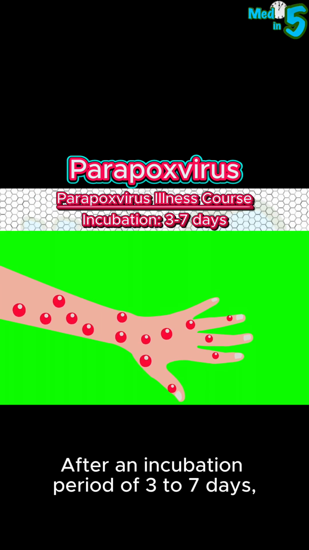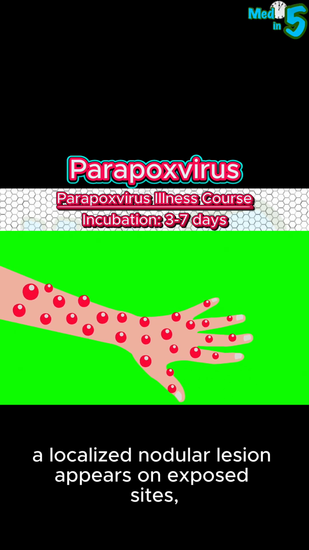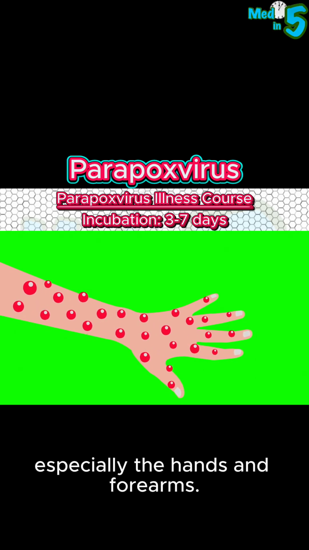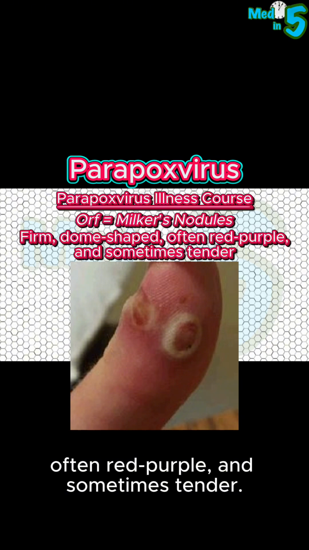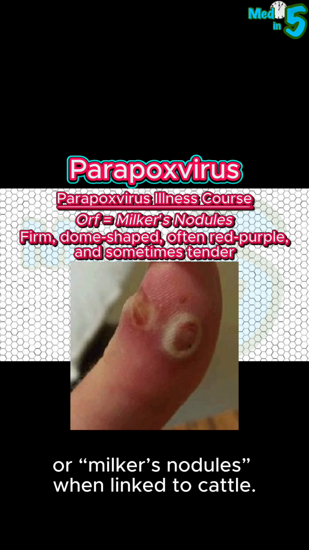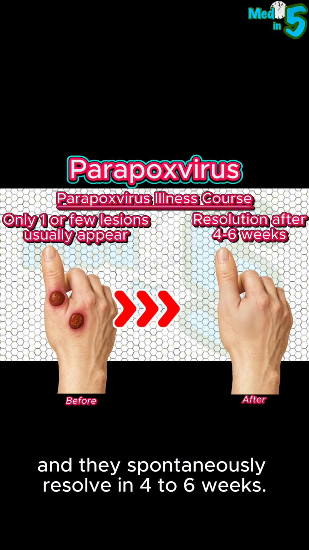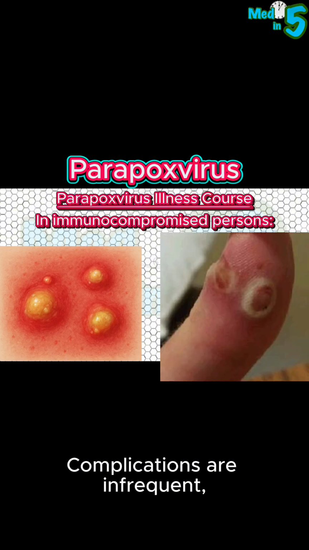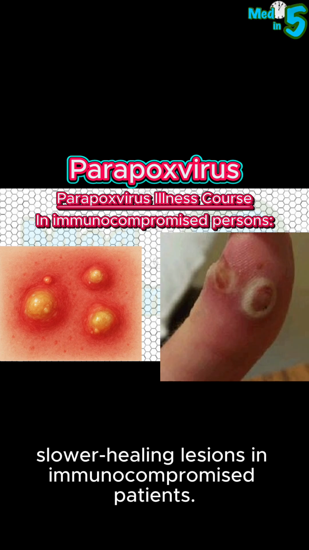After an incubation period of 3 to 7 days, a localized nodular lesion appears on exposed sites, especially the hands and forearms. These nodules are firm, dome-shaped, often red-purple, and sometimes tender. They're called ORF when acquired from sheep and goats, or milker's nodules when linked to cattle. Only one or a few lesions typically develop, and they spontaneously resolve in 4 to 6 weeks. Complications are infrequent, but can include secondary bacterial infection or larger, slower healing lesions in immunocompromised patients.